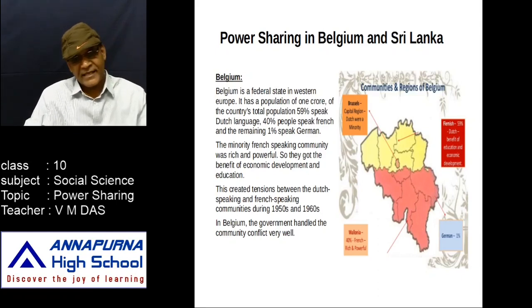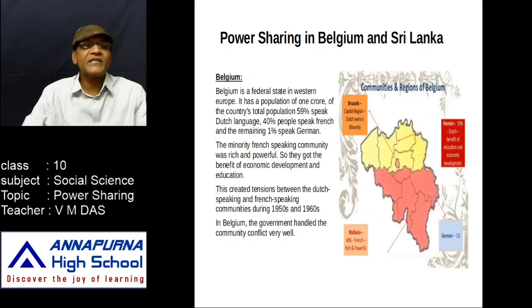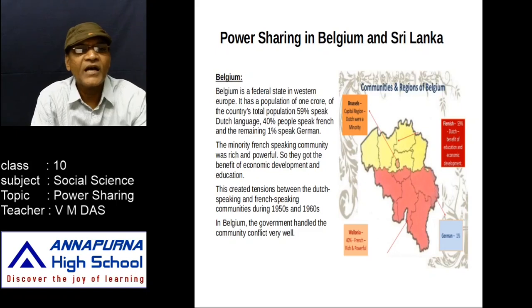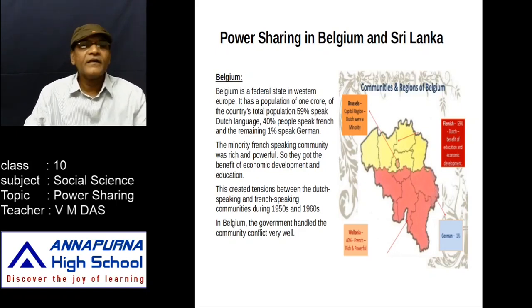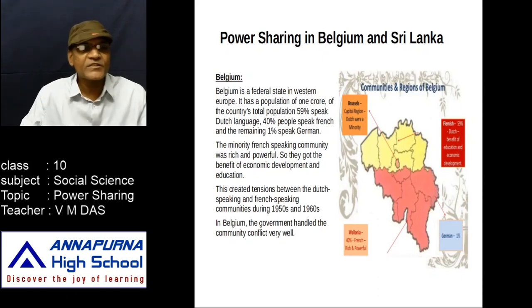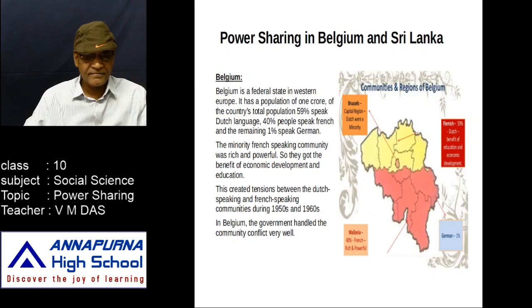Belgium is a very small country in Western Europe. It is smaller than our Haryana state. But in this small nation, three different communities are living together: Dutch, French, and German. Here is a map. Please take a look at it. 59% speak Dutch, 40% speak French, and the remaining 1% speak German.